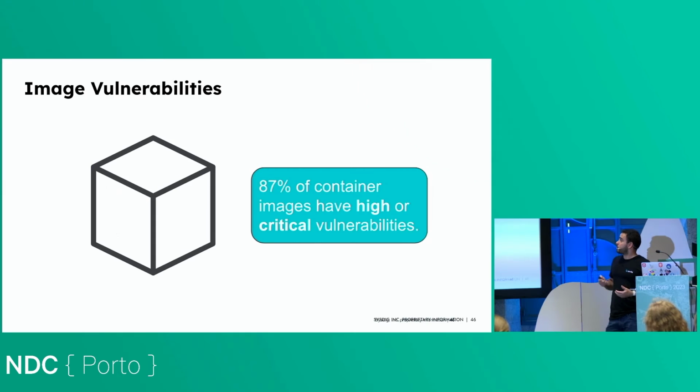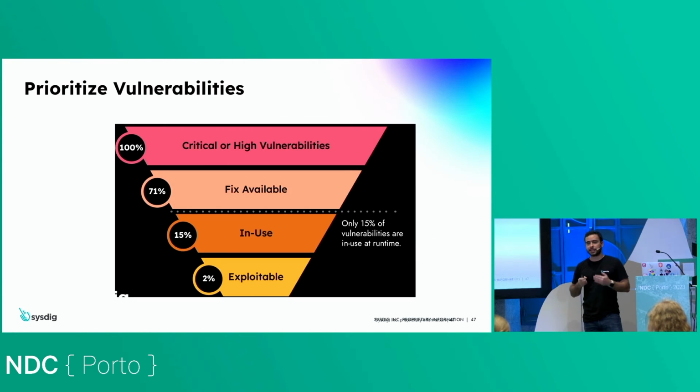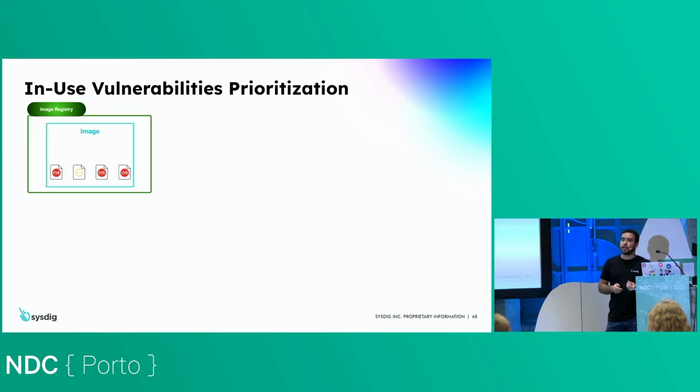Okay, vulnerability management. 87% of container images have high or critical vulnerabilities. But as I said, it's all about prioritizing. Critical or high vulnerabilities, but which ones actually have a fix available? Which ones are in use? Here you can use runtime information to filter that. And which ones are actually exploitable? Those are the ones you could actually focus on, right? So you have a small or big team, doesn't really matter. That's how you do your prioritization.